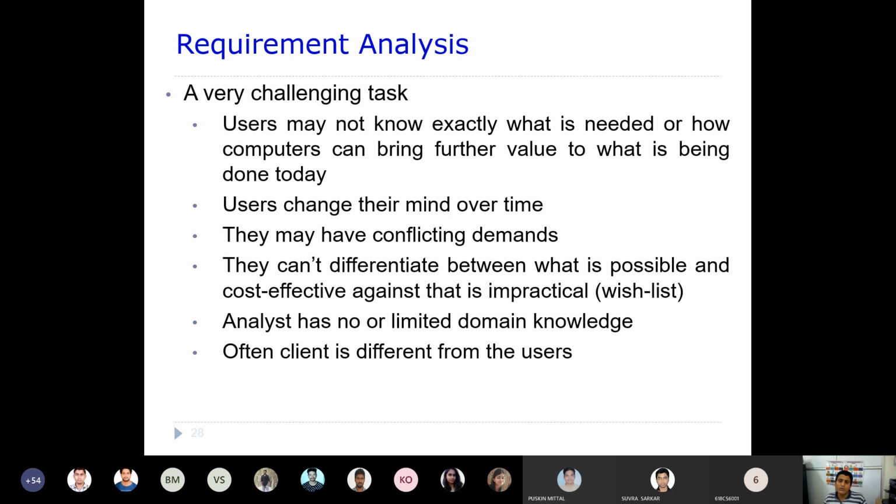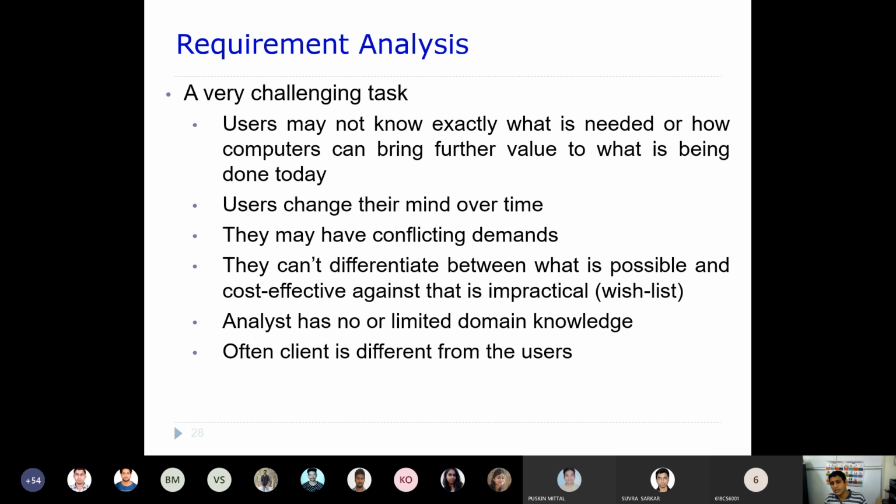Analyst has no or limited domain knowledge. Usually the analyst is the one who might not have domain knowledge. Let's say the developer is going to develop software for banking, but banking knowledge is not available with the analyst. So sometimes because they do not know, that is the reason why you need to analyze the requirement first very clearly. Okay, often the client is different from the users.